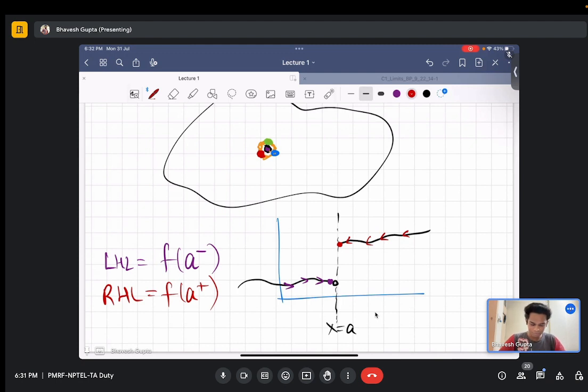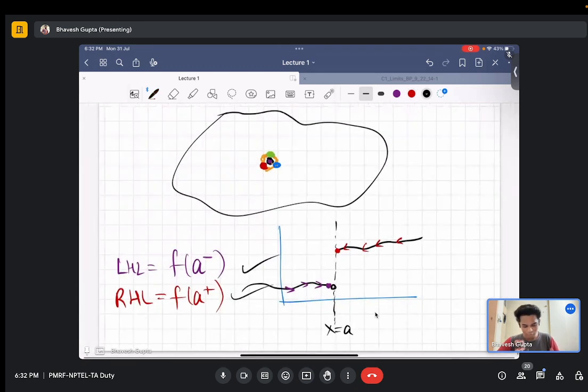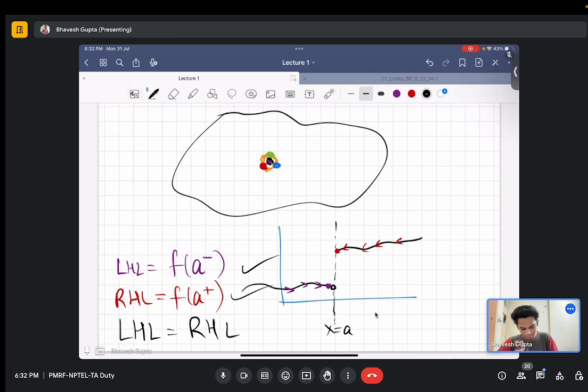So the understanding is that you first calculate what happened just to the left, and then what happened just to the right. If both behaviors are the same, and what do I mean by the same? If I say the behavior is the same, that means the left hand limit is equal to the right hand limit. Then I can say that the behavior at the center is also the same.